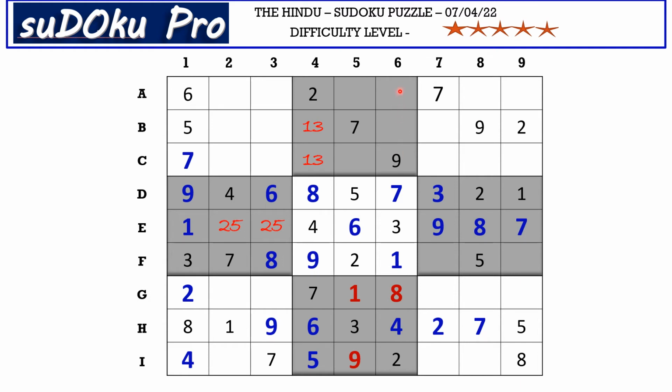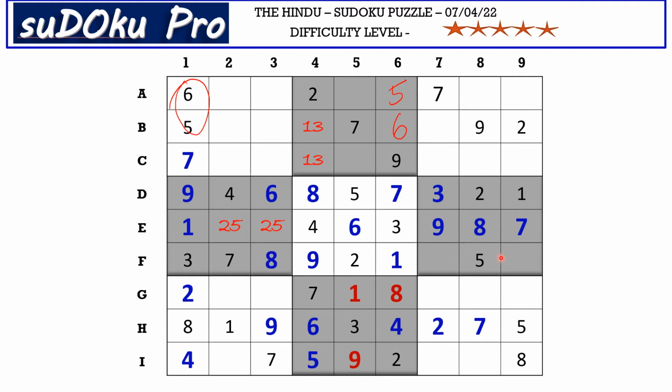In column 6, there are only 2 missing numbers. The missing numbers are 5 and 6. You have a 5, 6 pair here. So accordingly, let's fill B6 with 6 and A6 with 5.